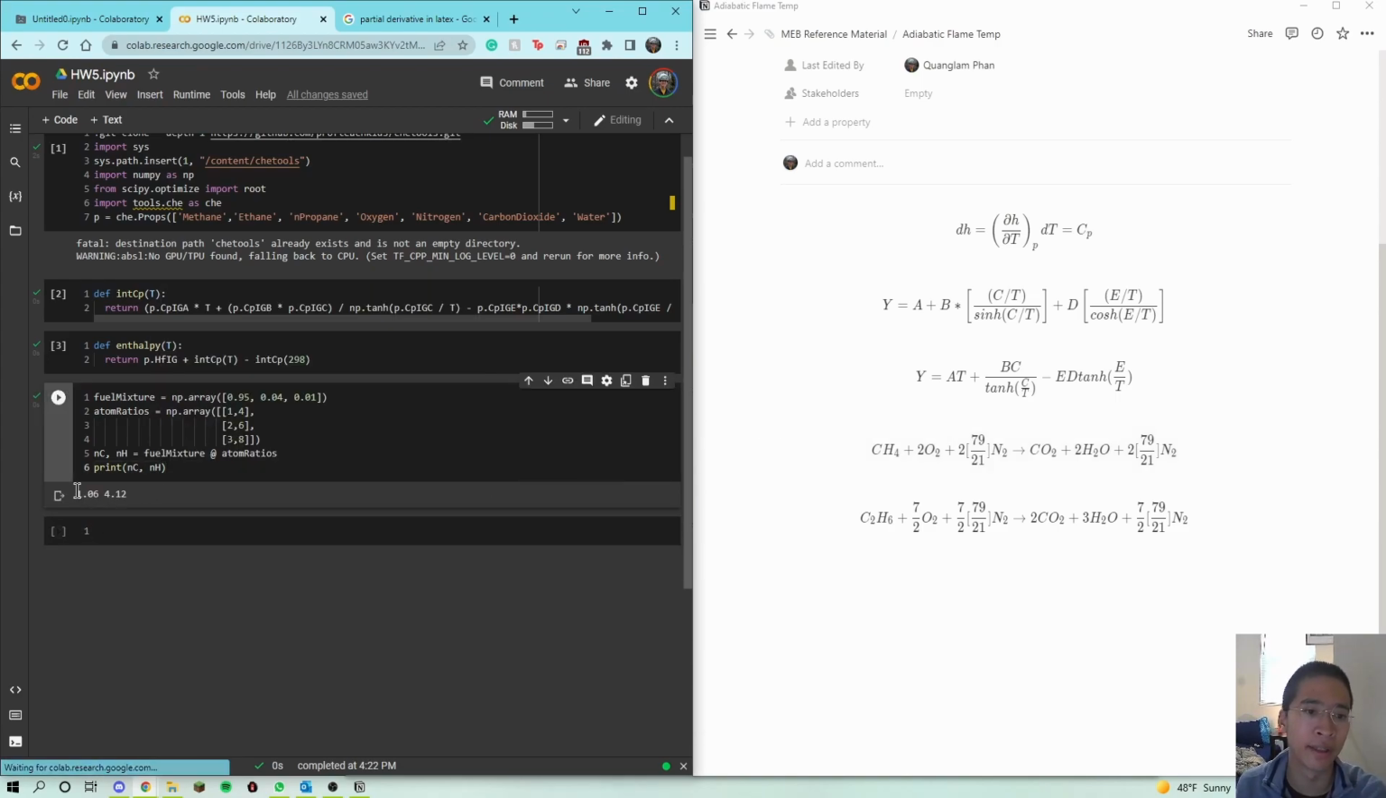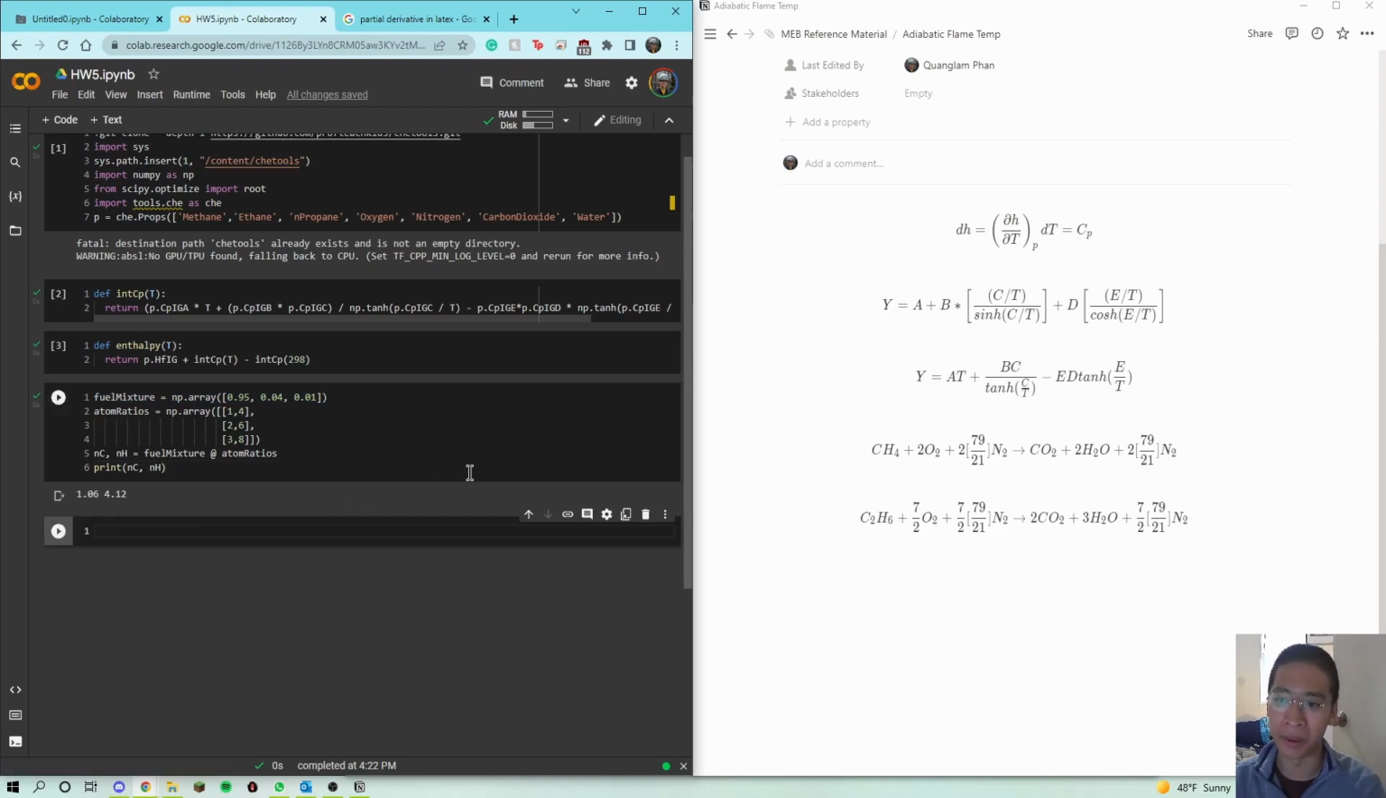And it's 1.6 carbon and 4.12 hydrogen, which makes sense because our mixture is mostly methane with some other things mixed into it. So it should be something close to methane. Okay? Now from our stoichiometric coefficients of carbon and hydrogen, we can derive the rest of the coefficients of the rest of our components.